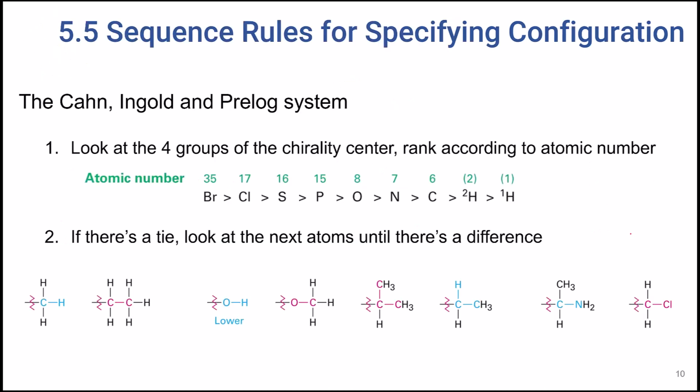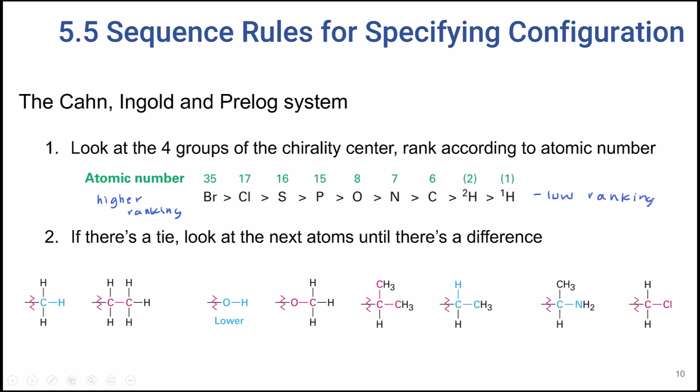So aside from just determining whether or not something is chiral, we can actually sequence the atoms and give them a specific stereochemistry. So this uses the Cahn, Ingold, and Prelog system. We're going to look at the 4 groups on the chiral carbon and then rank them according to their atomic number. And the atomic number is what we get from the periodic table. Elements with high atomic numbers have a higher ranking, and the low ones have low ranking.